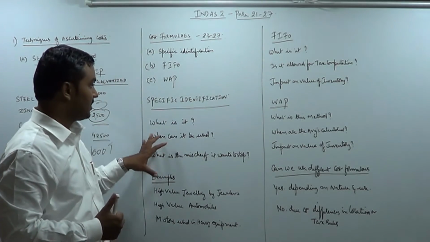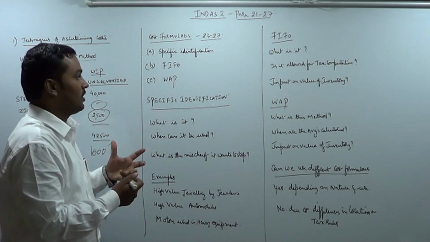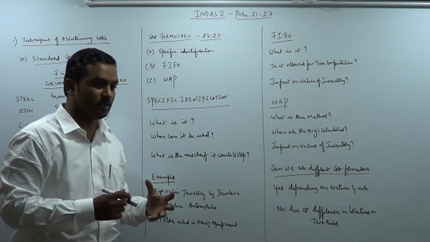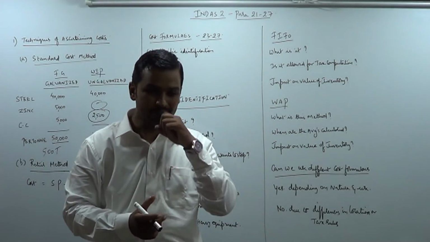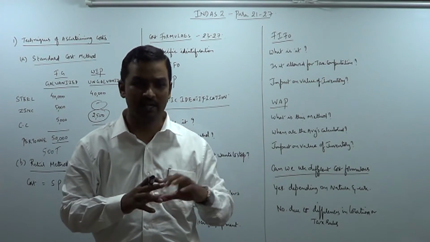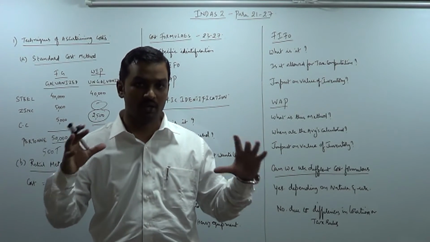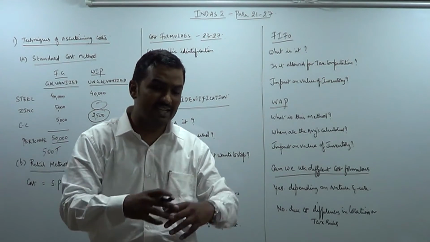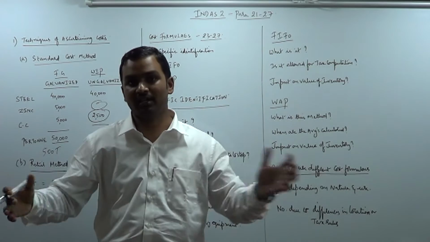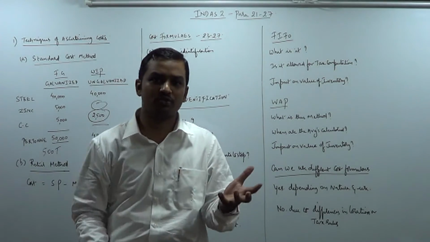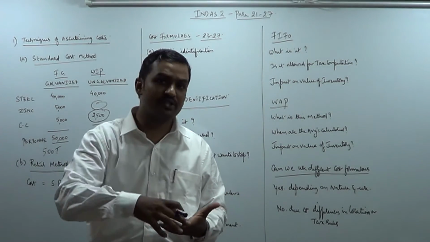Suppose you do not apply specific identification method, and a company has a mixture of goods, some goods which are purchased at a low cost, some goods which are purchased at a high cost. Now the company may wantedly consume the low value goods and keep the high value goods in stock, so that the value of closing stock is more. If the value of closing stock is more, the profits may go up. So that mischief can happen.